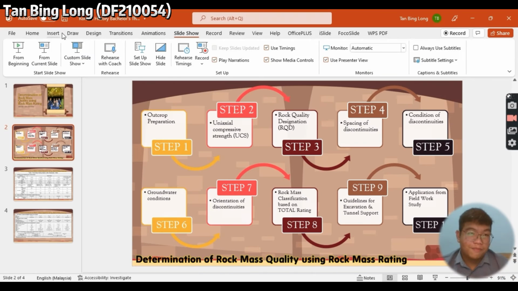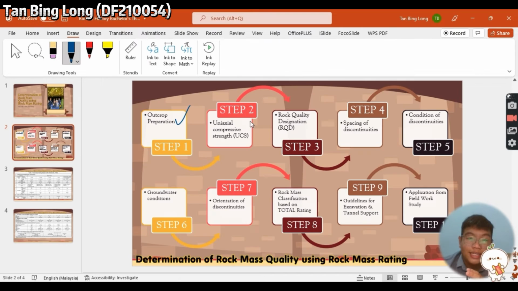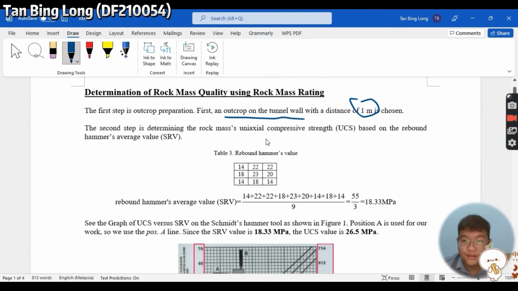The first step is outcrop preparation. First, an outcrop on the tunnel wall with a distance of 1 meter is chosen. We use 1 meter because the area in the tunnel is too small. The second step is to determine the UCS, Uniaxial Compressive Strength.